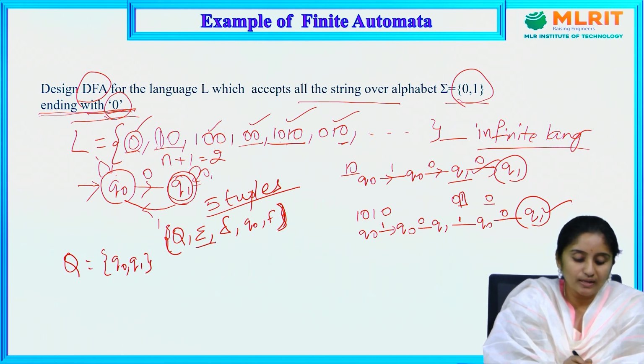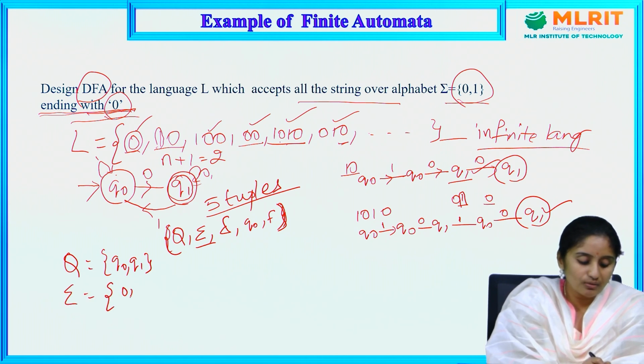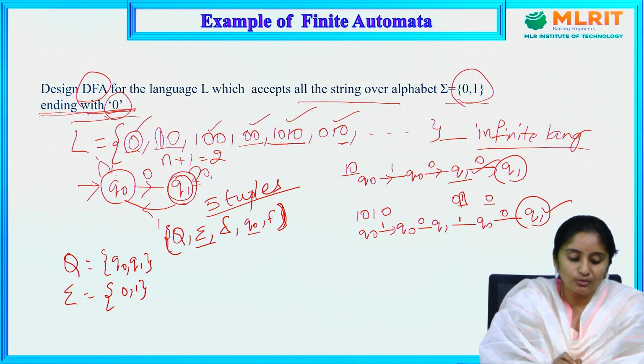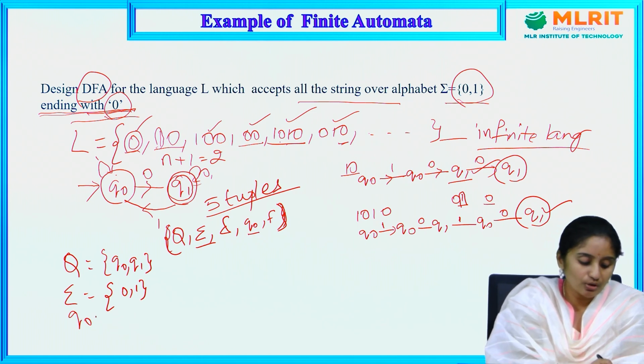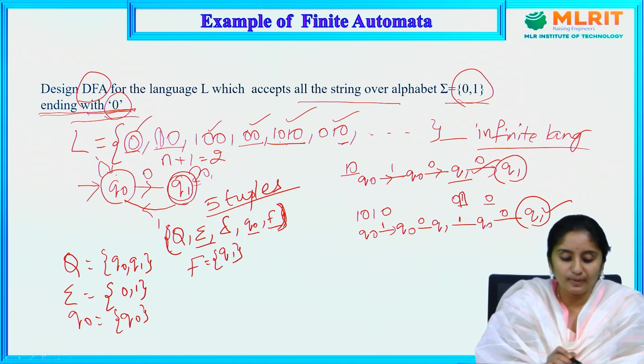The next one is sigma. Sigma is the inputs I am having: 0, 1 are the inputs. What is Q0? The starting state. So Q0 is the starting state I am having here. The next is F. F is the final state. What is the final state I am having? Q1 is my final state.